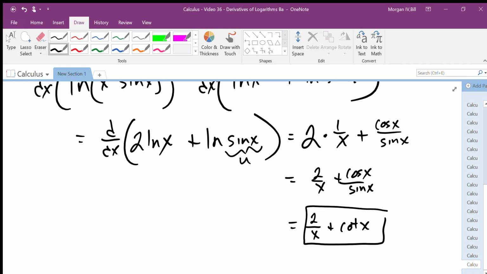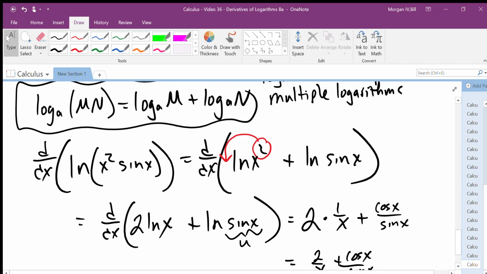So, once again, anytime inside of a logarithm you're taking the derivative and you have more than one function multiplied or divided there, not added or subtracted, but multiplied or divided, you want to separate them out into their own logarithm before taking the derivative. And also, any exponents, like this natural log of x squared, can come out in front of its own logarithm before taking the derivative.